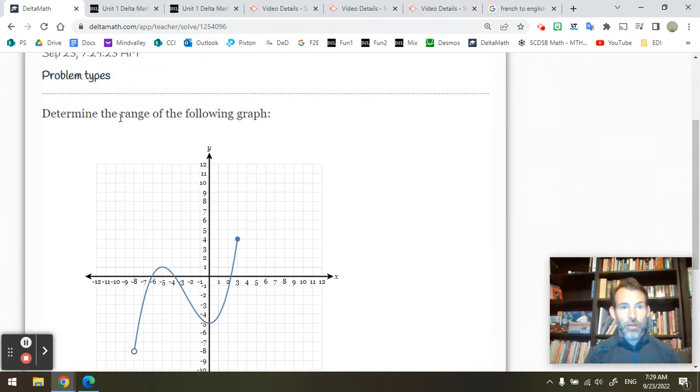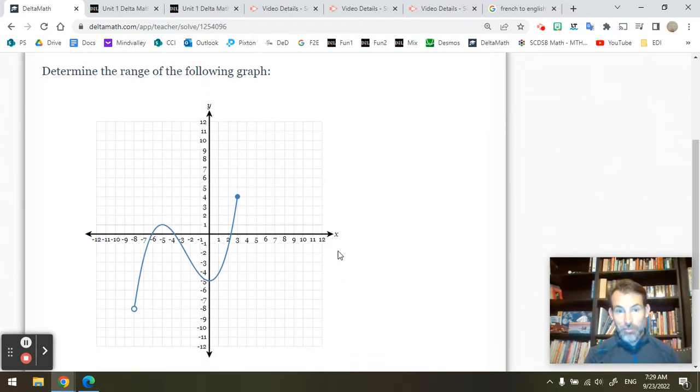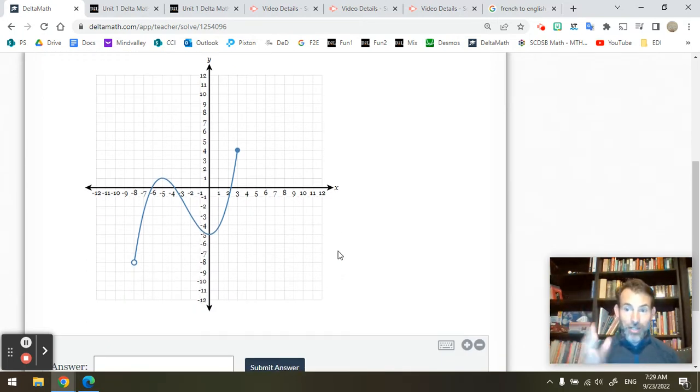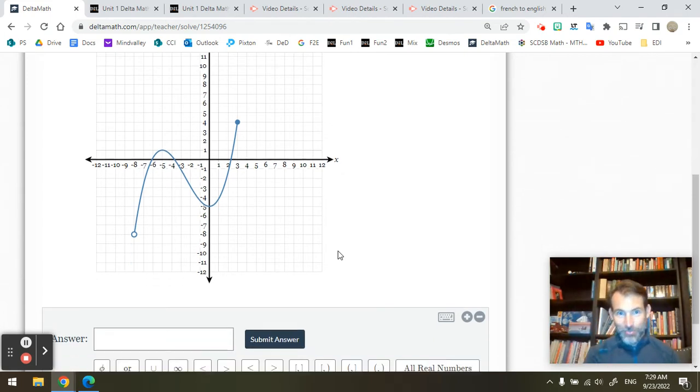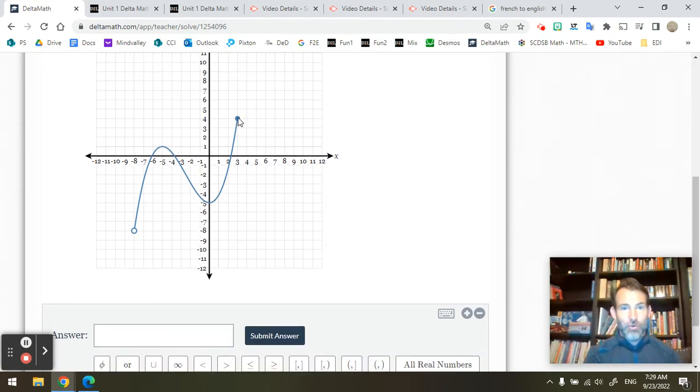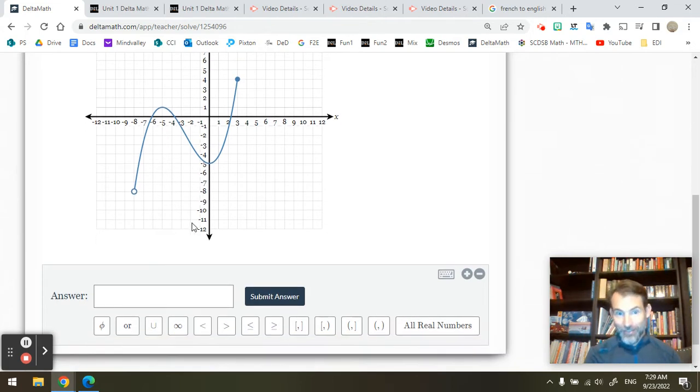And we've been asked here for the range. So we have to remember range is the possible y values, the possible outputs. You can remember a mountain range, and that's very vertical, so that'll help you remember. Our highest value is 4. Our lowest value is -8 and a little bit, not -8. So we would say -8 is less than y, which is less than or equal to 4.